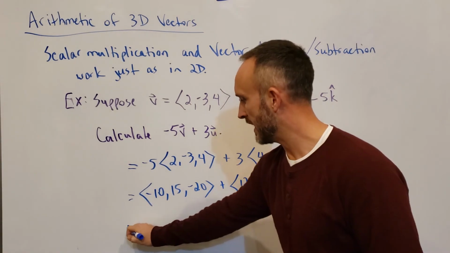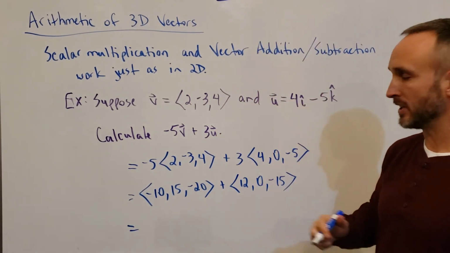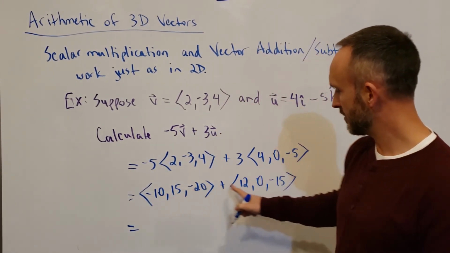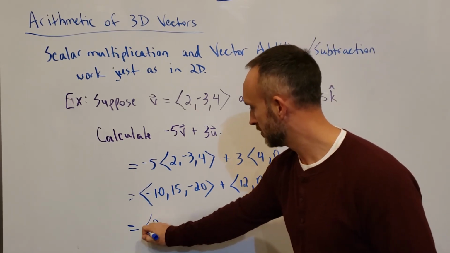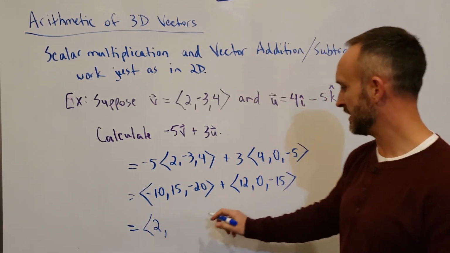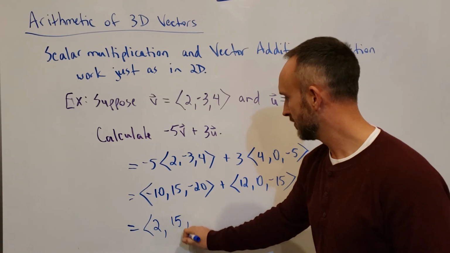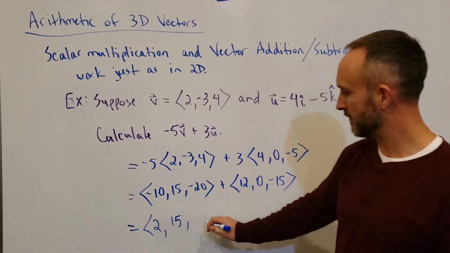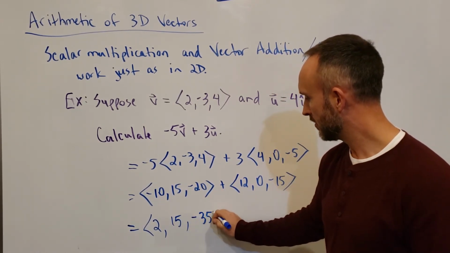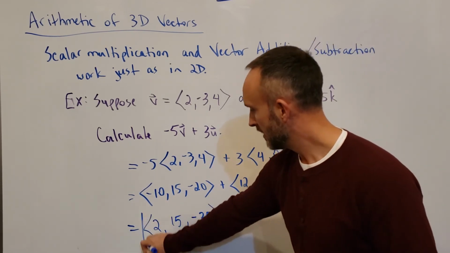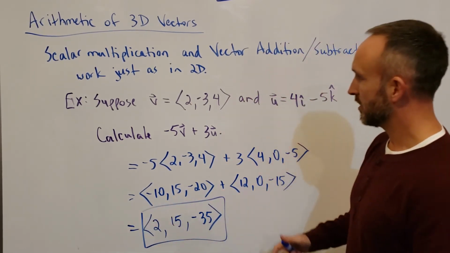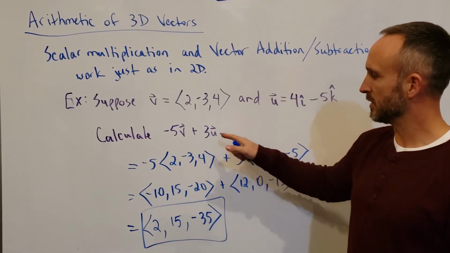And the last thing we need to do is vector addition, because we're adding two vectors now. So we add the vectors by adding the corresponding components. So -10 plus 12 is 2. 15 plus 0 is 15. And -20 plus -15 is -35. And that's what you get when you take -5v plus 3u.